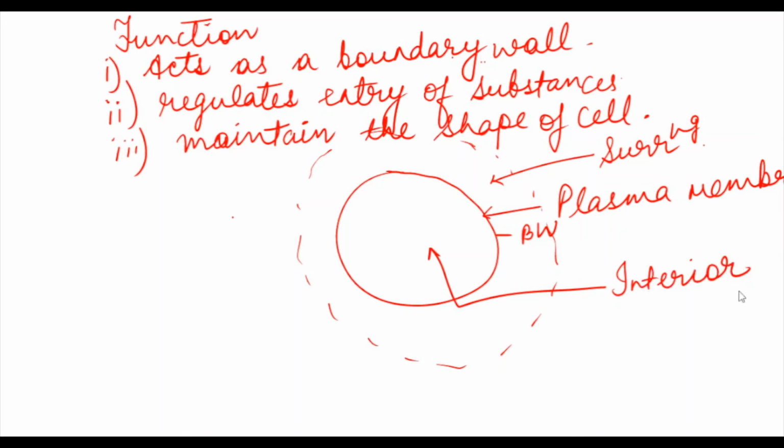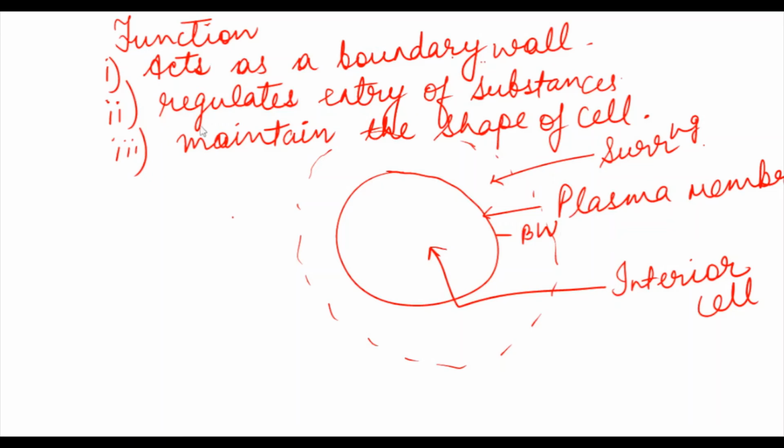Now just see the location of the plasma membrane. It is exactly in between the surrounding and the interior of the cell. So in turn, it is separating the contents of the cell from the surrounding. In other words, it is separating the contents of the surrounding from the interior of the cell. So this way it behaves as a boundary wall.